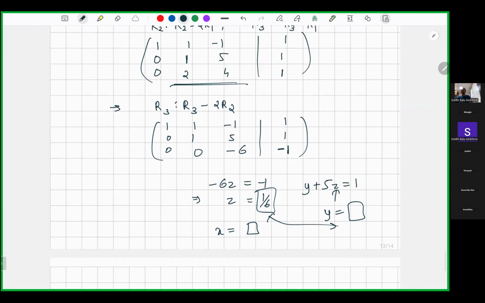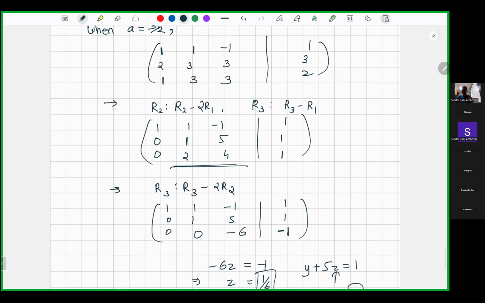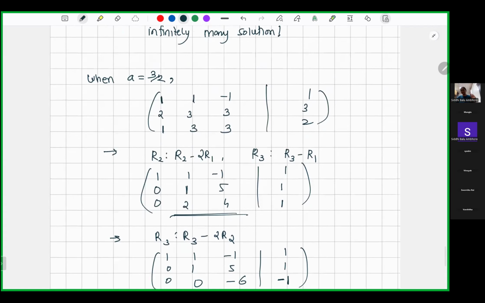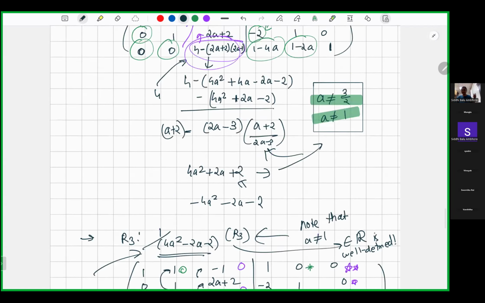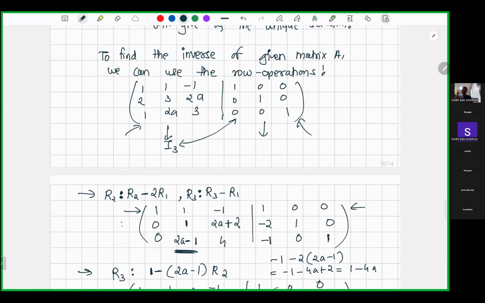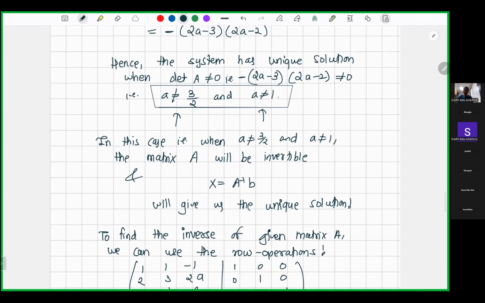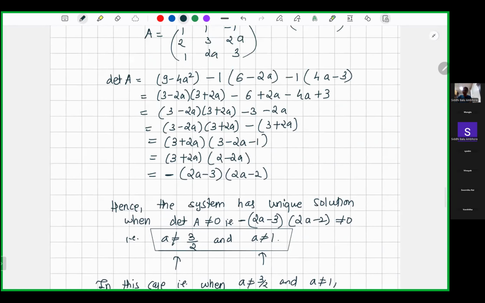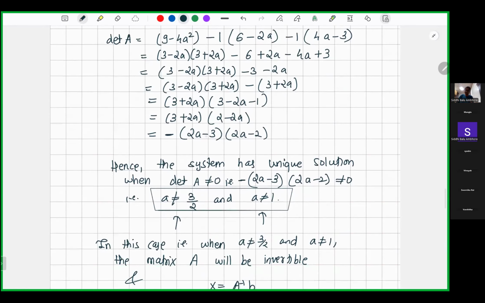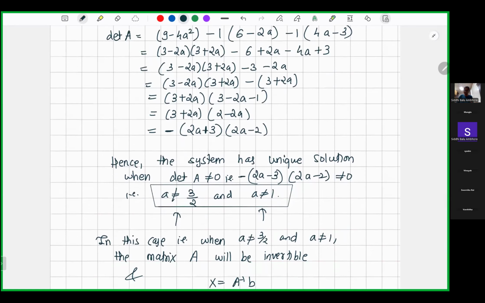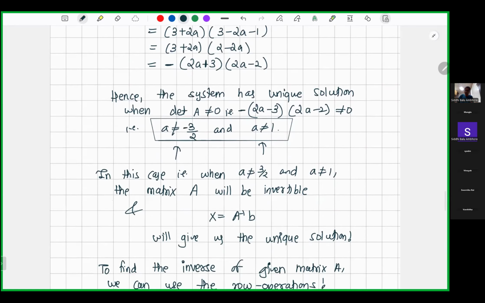I hope you got what I'm trying to say here. I did not want this system to have a solution, from what we have calculated so far. Because if the system has to have a unique solution, then A must not be equal to 3 by 2 and A must not be equal to 1. This is correct, right? 2A minus 3. Oh, see, here I made a mistake. Here it must be plus 3. So this must be minus 3 by 2.